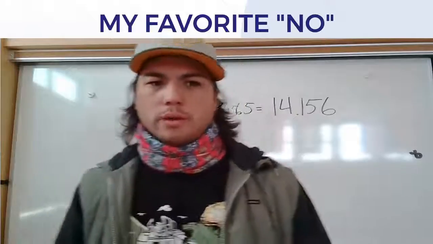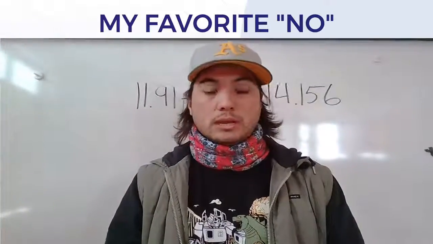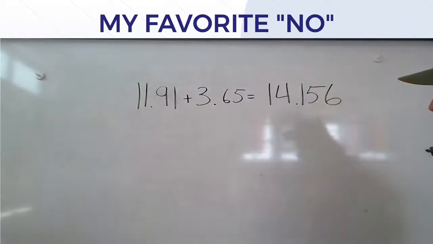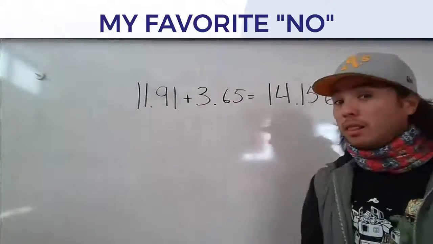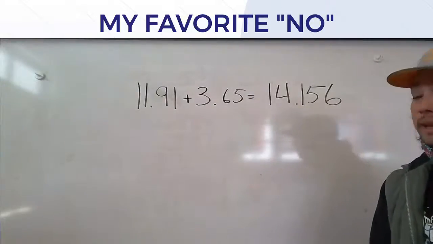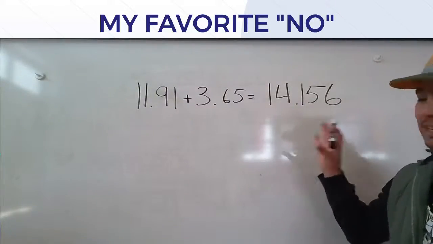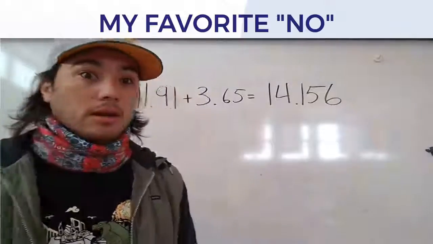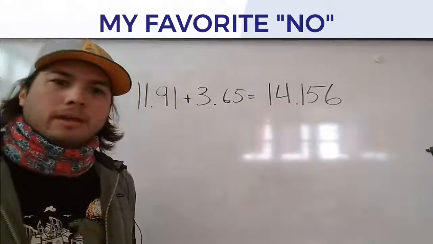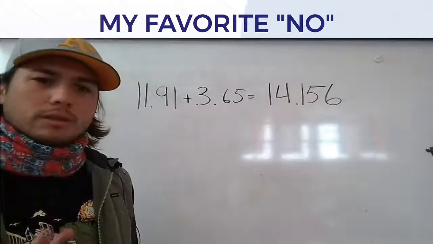So here is the answer to one of our problems from our exit ticket last week that I saw from a few different people. 11 and 91 hundredths plus 3 and 65 hundredths equals 14 and 156 thousandths. I saw this exact answer from a few different mathematicians, and I happen to love this answer because I did not expect to see this outcome when I initially posed this problem.